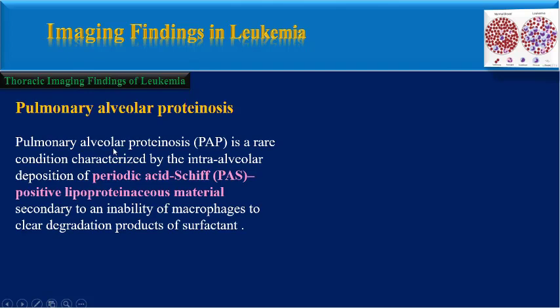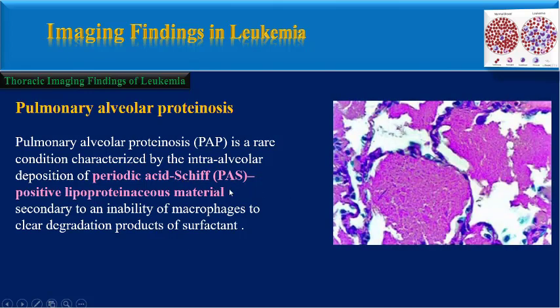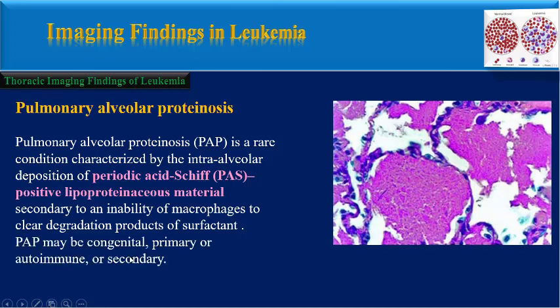Another section of thoracic imaging findings of leukemia is pulmonary alveolar proteinosis. Pulmonary alveolar proteinosis, or PAP, is a rare condition characterized by intra-alveolar deposition of periodic acid-Schiff positive lipoproteinaceous material secondary to an inability of macrophages to clear degradation products of surfactant. PAP may be congenital, primary or autoimmune, or secondary.